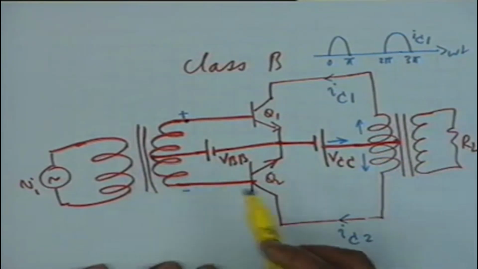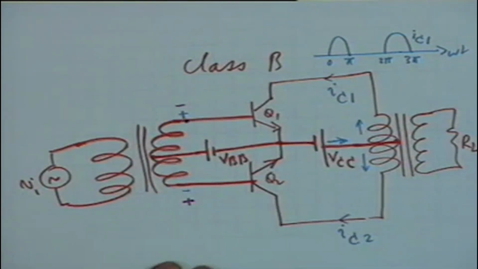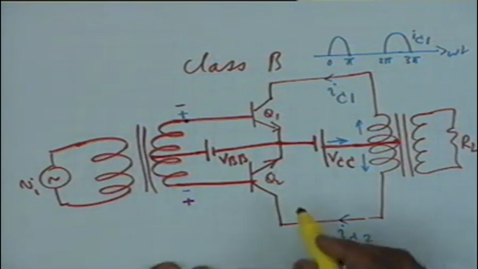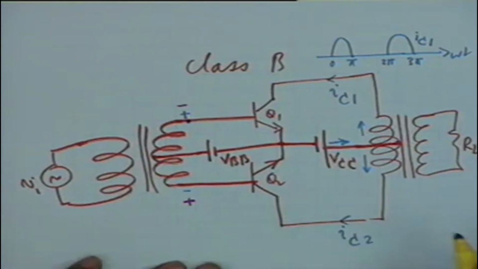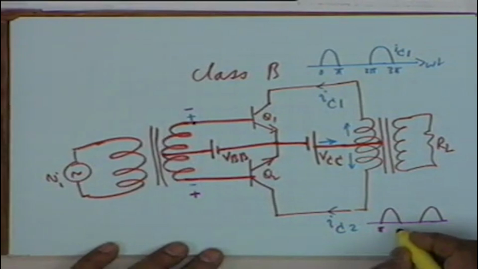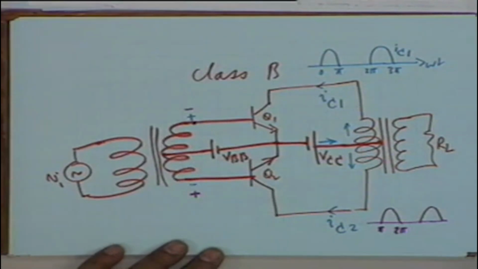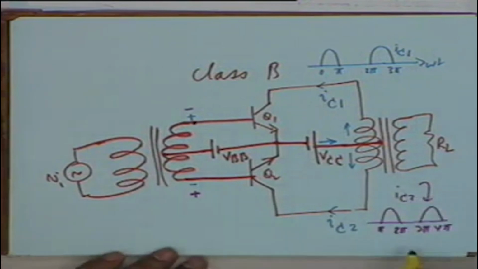Now, when the polarities are reversed, that is, this becomes positive with respect to this point, then the opposite thing happens. Q2 conducts, Q1 does not conduct. If Q2 conducts, I sub C2 flows. I sub C2 will also be like this, where it will start from pi and go to 2 pi, then 3 pi and 4 pi and so on. This is I sub C2. Is this too small? Can you see this?